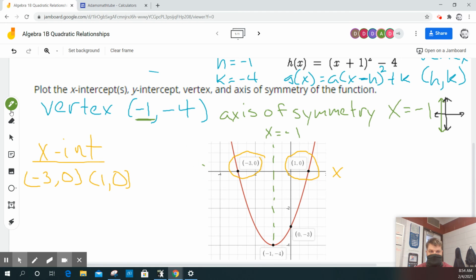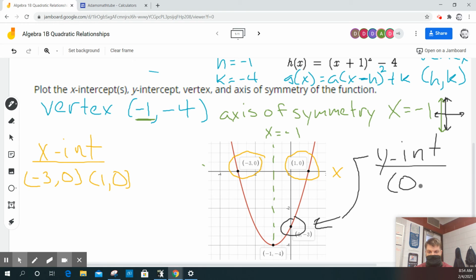My y-intercept, I need a different color. We'll just use black. This is the y-intercept where it crosses the y-axis. And on the y-intercept, the x should be equal to 0, right? So x equals 0, -3. And the vertex is what I said it was, based on the formula. It's -1, -4.